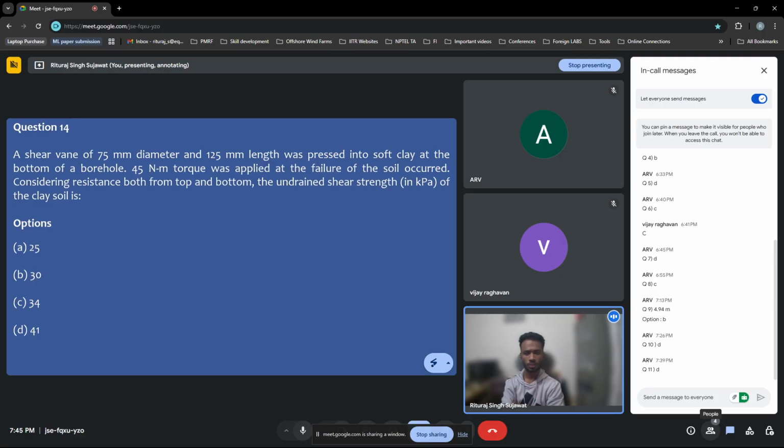Some of the questions, I'm not going as per the sequence because I think some of the questions have already been covered, so I don't want to repeat that. So just check with the question number. It's question number 14.